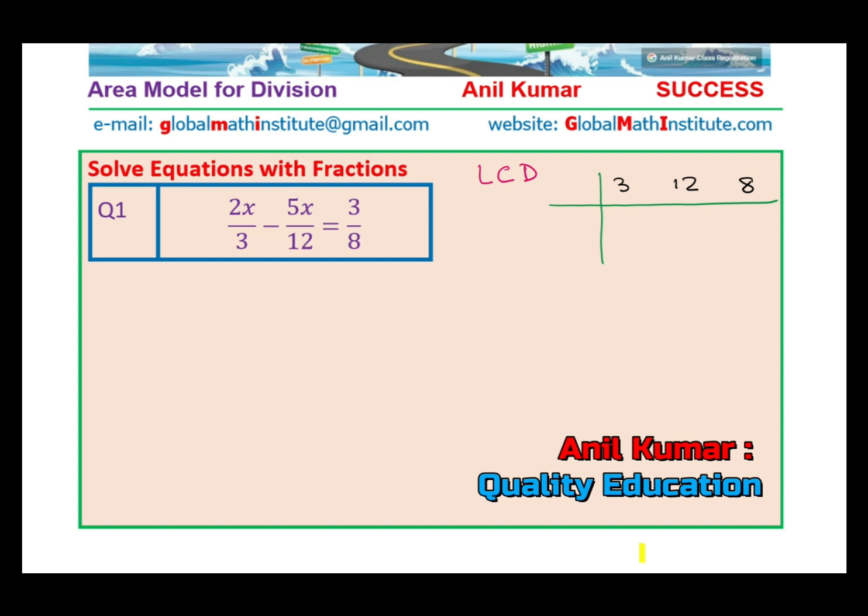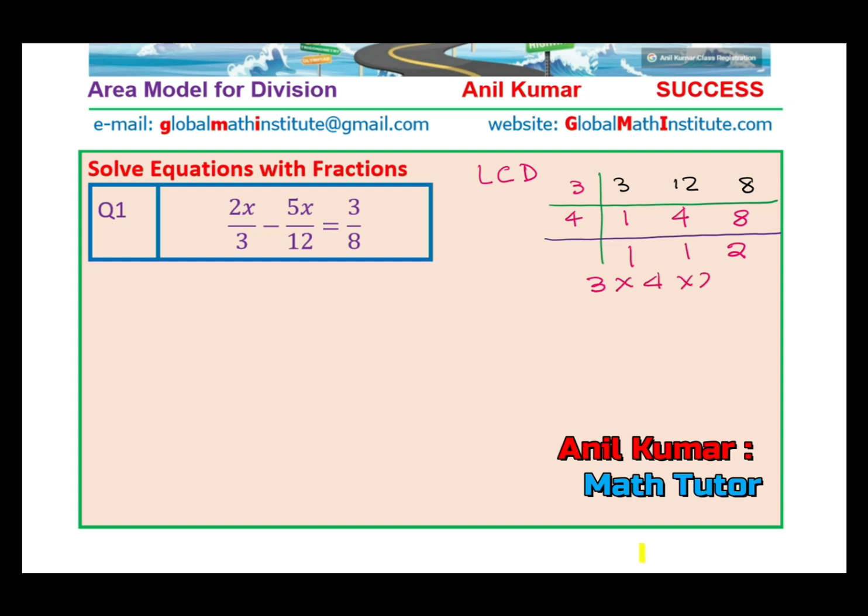So, let's take out those factors. 3 goes 1 times, 12 goes 4 times, 8 you cannot divide by 3. So, just leave it as such. And now, 4 and 8, 4 is a common factor which we can take it out. So 1 remains, 4 times 1 and 4 times 2 is 8. So in this particular case, the lowest common denominator is 3 times 4 times 2, right? Which is 24. You get the idea.